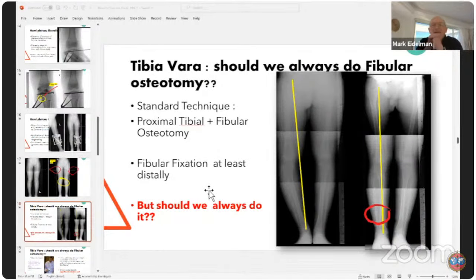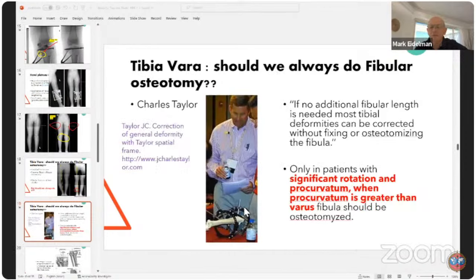So adolescent tibia vara is usually treated by the standard technique, which includes proximal tibial osteotomy plus fibular osteotomy and fibular fixation, my preferred option being between the middle and distal third of the shaft. So I learned it. Should we always do fibular osteotomy? I learned from Charles Taylor that if no additional fibular length is needed, most tibial deformity can be corrected without fixing or osteotomizing the fibula. Only in patients with significant rotation and procurvatum, when procurvatum is greater than varus, should the fibula be osteotomized.